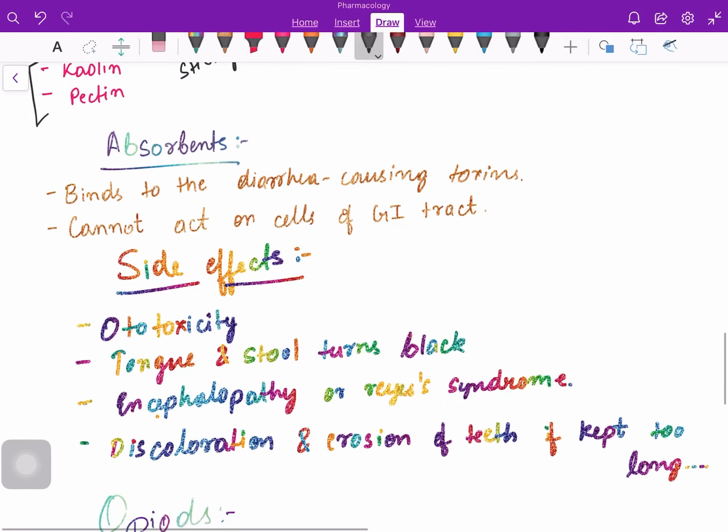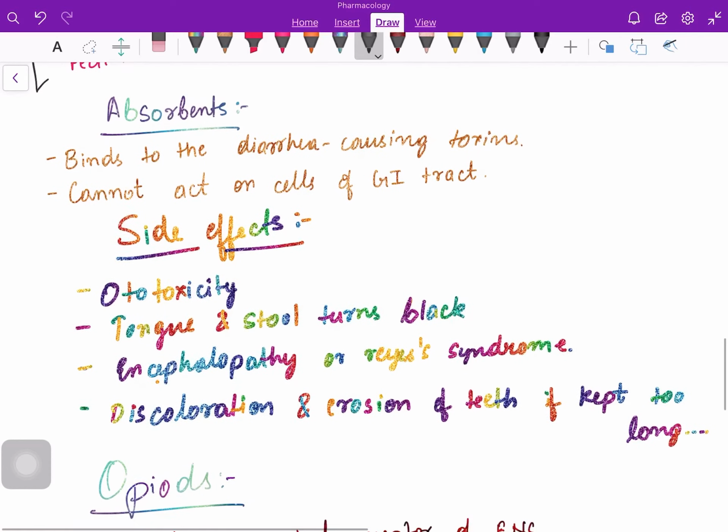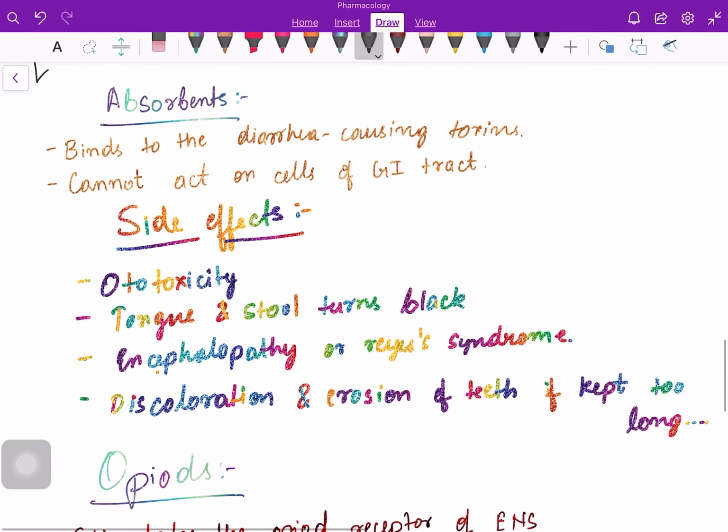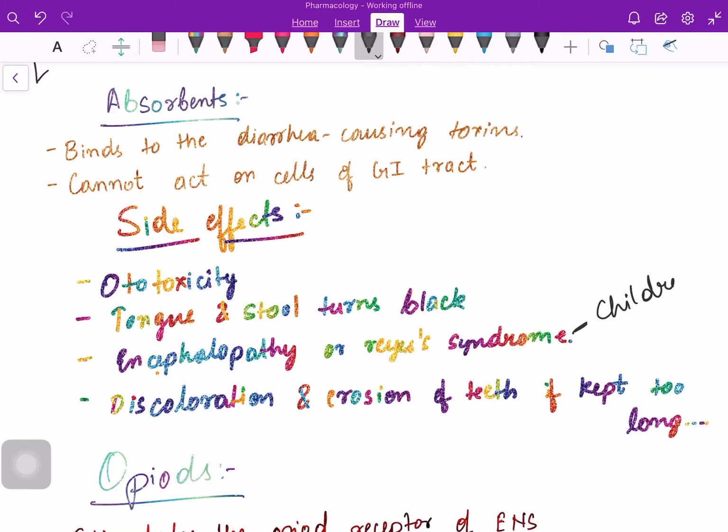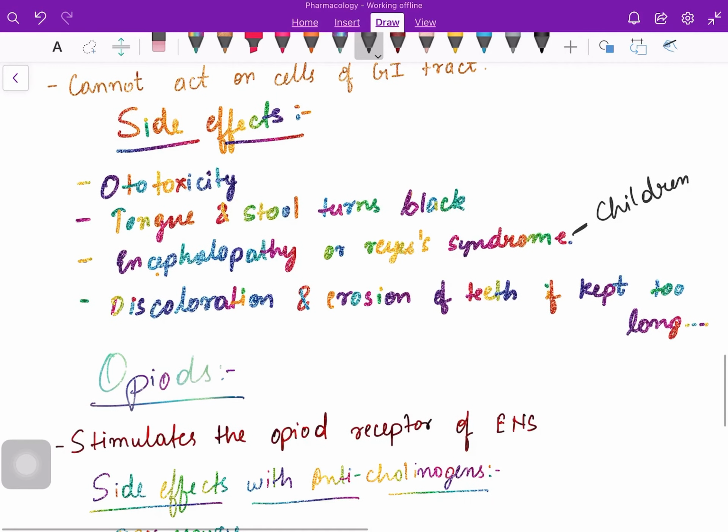Side effects. Side effects of absorbents are ototoxicity, that is being unable to hear, then the tongue and stool turning black, encephalopathy or Reye syndrome, which is only present in children, and only children who had any infectious disease earlier, and discoloration and erosion of the teeth if the medicine is kept too long in the mouth.